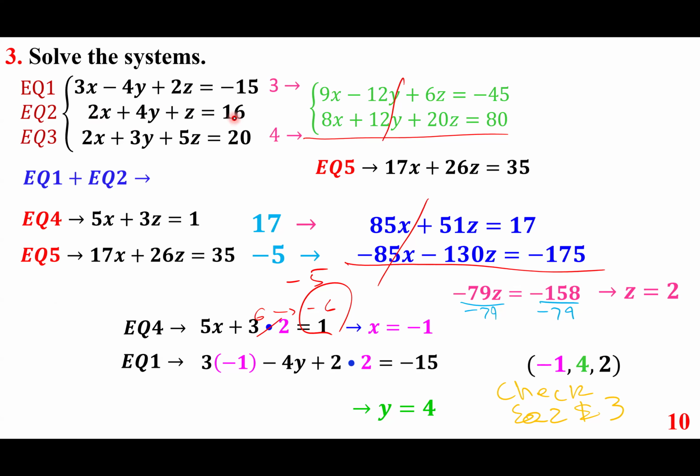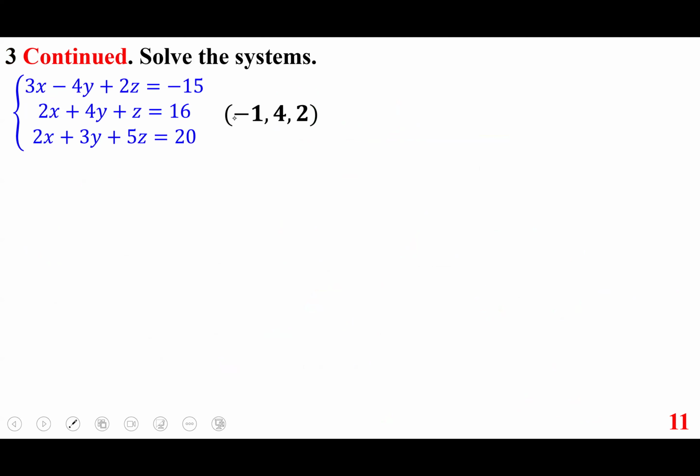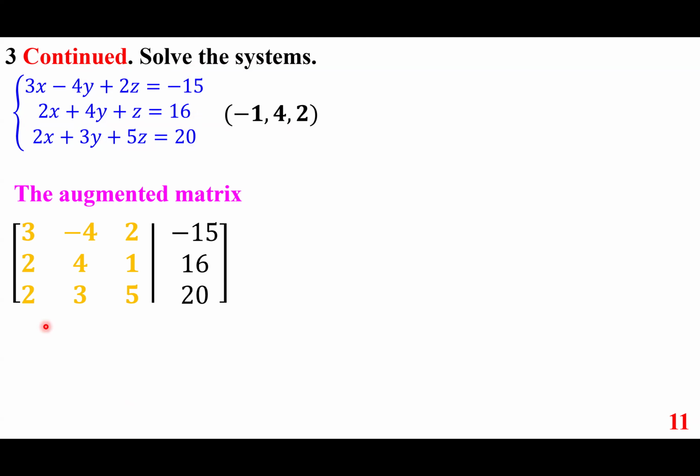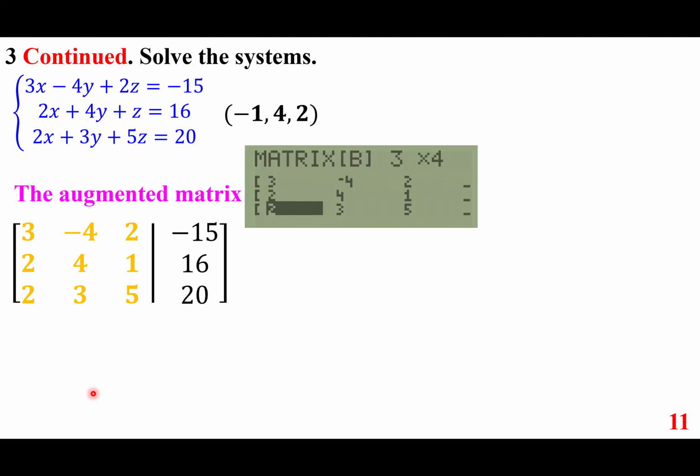Now, I'm going to use the same question. And I'm going to write the augmented matrix, which means if I go column-wise, that means 3, 2, 2, minus 4, 4, 3, 2, 1, 5, negative 15, 16, 20. So take a look at the augmented matrix. Now, we can do the matrix transformation, and we can put it into a calculator, not necessarily do it by hand. So here's what happens. We put the 3 by 4 matrix into a calculator.